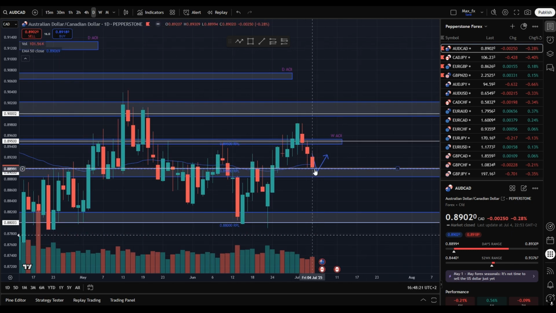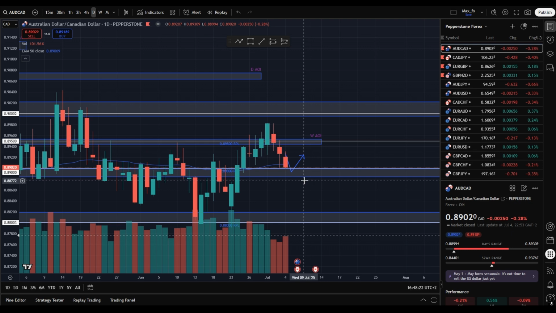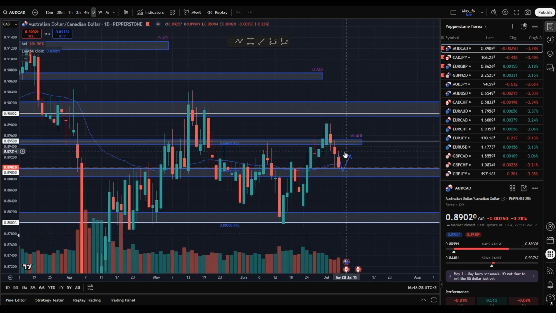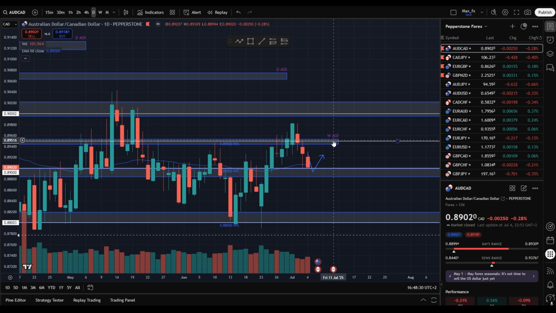or maybe a neutral day with a liquidity sweep below this area here to then buy AUD CAD and hold it for a swing trade to the upside with the first profit target, probably being this area here again, the weekly area of interest. Fairly simple break and retest trade of AUD CAD here.